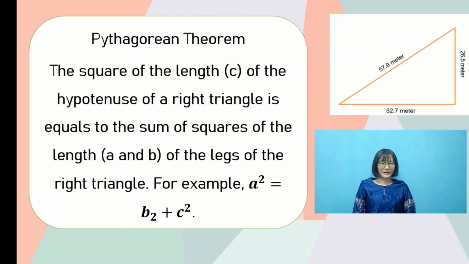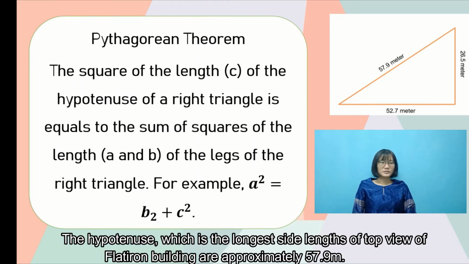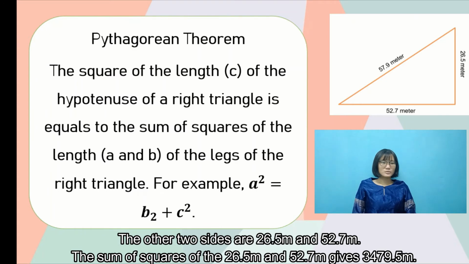The definition of the Pythagorean theorem is that the square of the length C of the hypotenuse of a right triangle is equal to the sum of the squares of the lengths A and B of the legs of a right triangle. For example, C squared equals A squared plus B squared. The hypotenuse, which is the longest side of the top view of the Flatiron building, is approximately 57.9 meters. The other two sides are 26.5 meters and 52.7 meters.